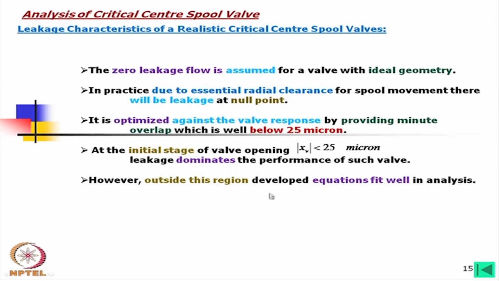Fortunately, most of the performance is not at the null point, we need the performance away from the null point. So, if we can manage with the control at the null point, then the rest of the control is not difficult. However, as I told earlier also, if we find that at the null point the valve is close to stability, then it will remain stable at other positions also. However, outside this region developed equations fit well in analysis.